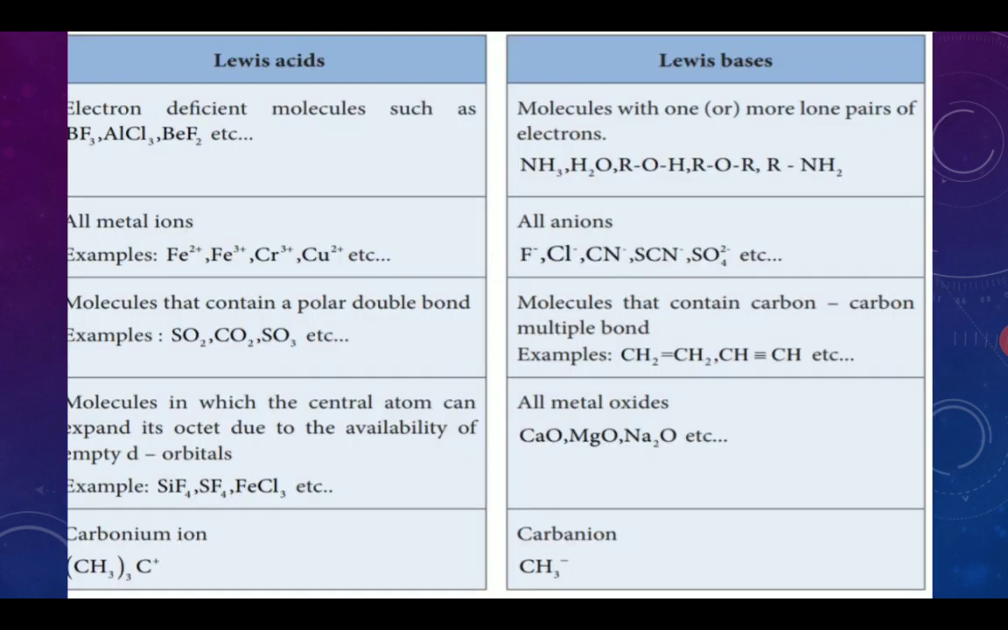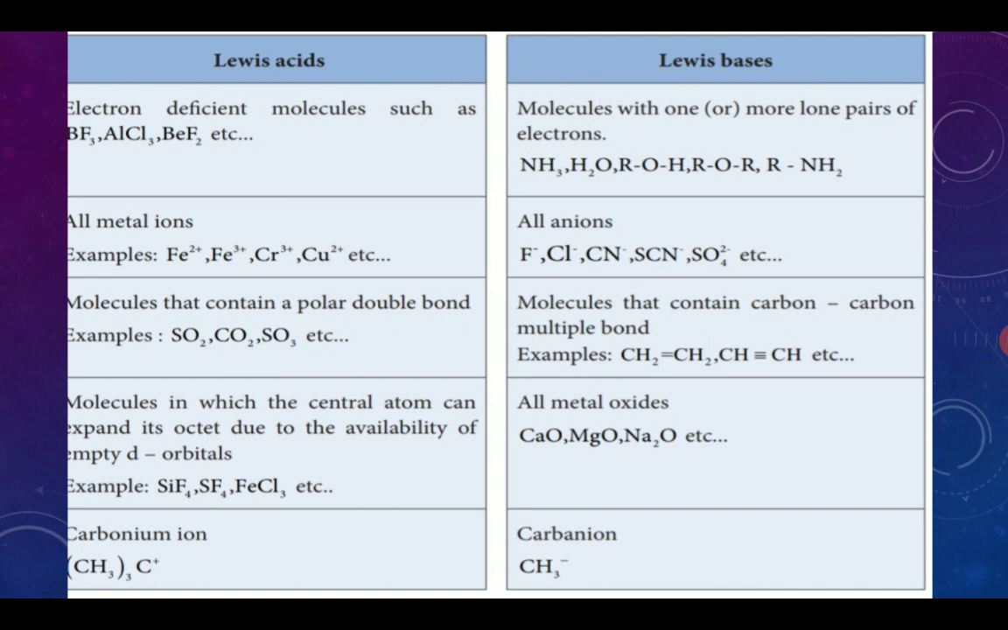The next: what is the difference between Lewis acids and Lewis bases? First one, electron deficient molecules. Lewis acids are electron deficient molecules, for example BF3, boron trifluoride. Always remember boron trifluoride, which gets a pair of electrons from ammonia.